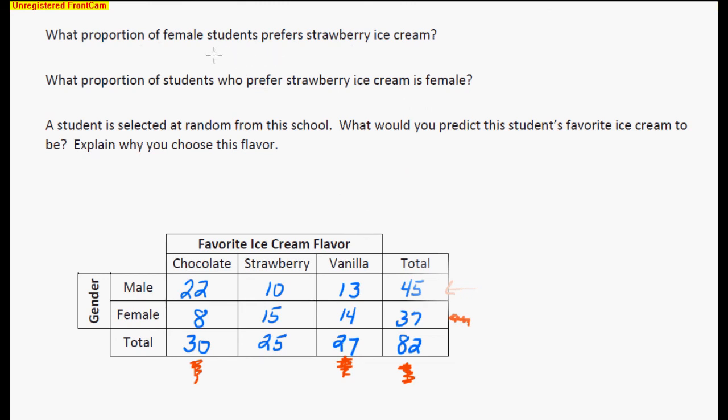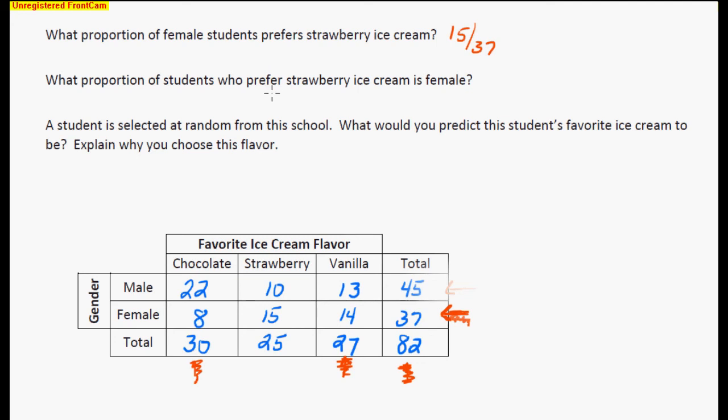Now let's do the next couple here. What proportion of female students, okay, what proportion of female students, so I'm looking at these right here. Okay, there's the female students, prefer strawberries. So 15 out of 37. 15 out of 37 prefer strawberry.